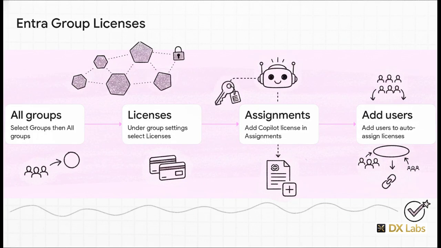To implement that highly efficient group-based licensing we were just raving about, we go back to the Microsoft Entra Admin Center. The path goes like this. Navigate to Groups and select your security group. Under the group settings, select Licenses. Go to Assignments and add the Microsoft 365 Copilot license. Finally, add users to that group. Look, tying licenses to this exact group process in Entra ID isn't just a friendly suggestion, it's a core AB-900 operational best practice to guarantee you can scale.